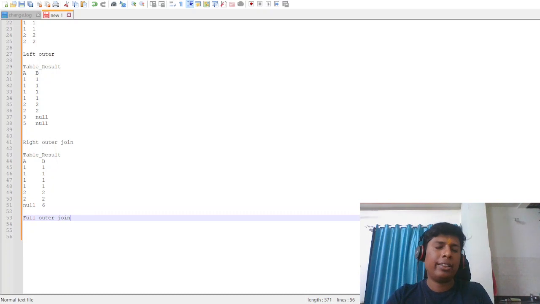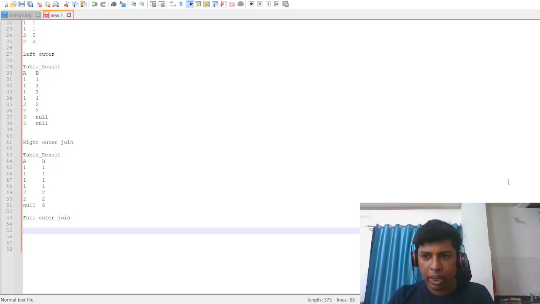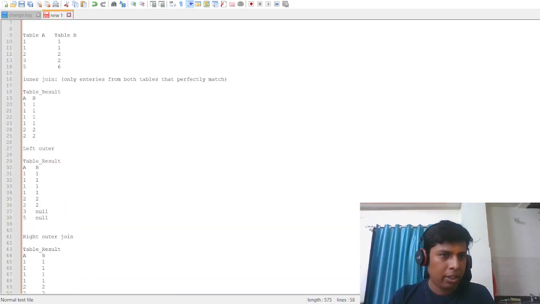Now comes the last one, full outer join. Full outer join is the combination of left join and right join. Mainly all the entries would be taken care of. If there is a match, we would place the matching number. If there is no match, we will replace it with null. So suppose, okay, full outer join, I will quickly get to this table.